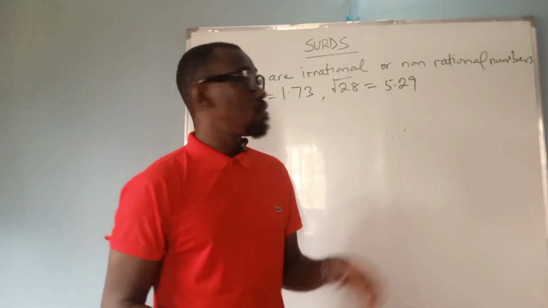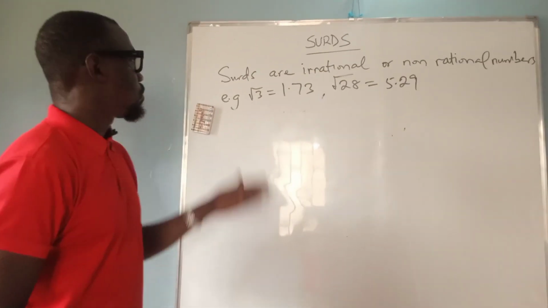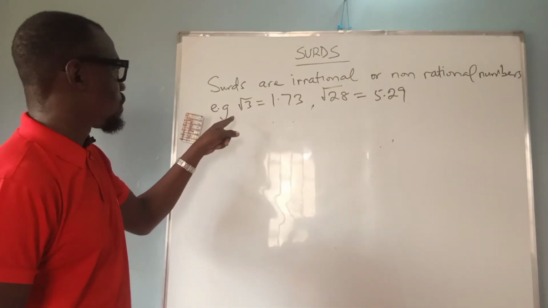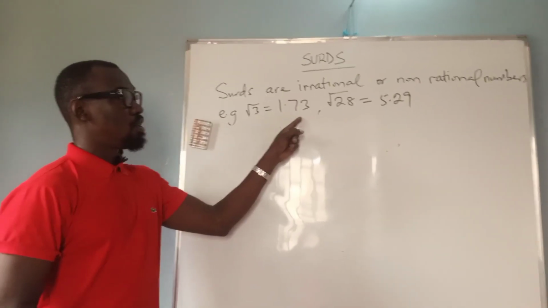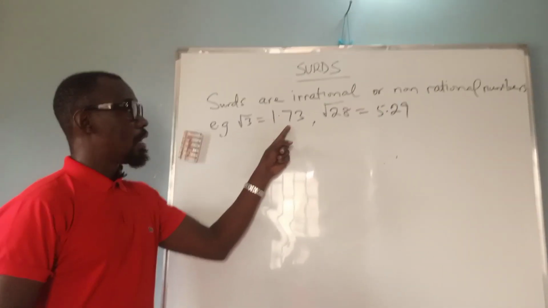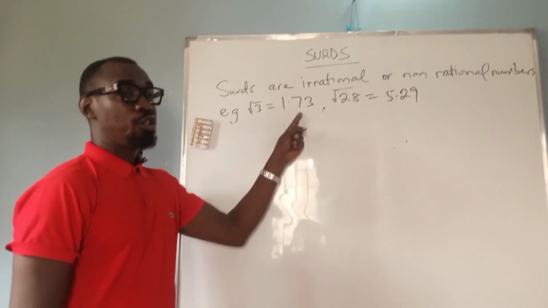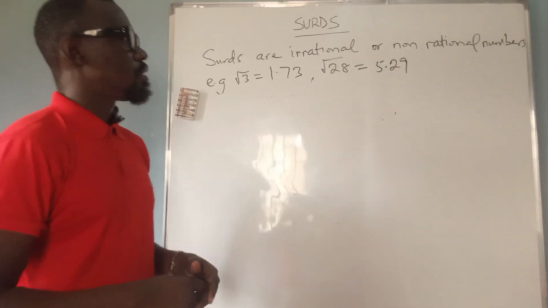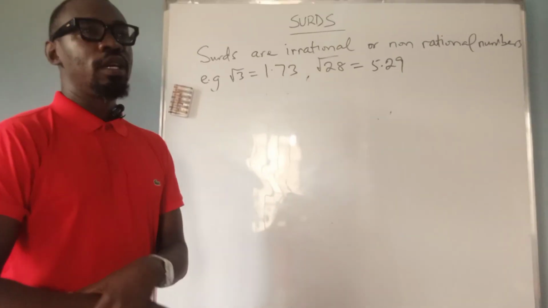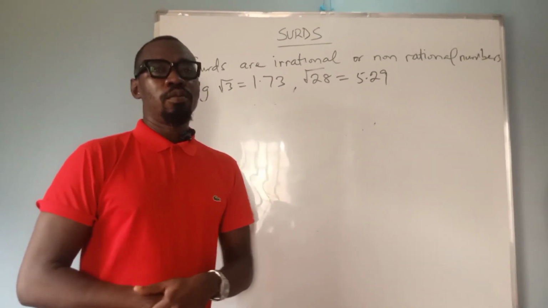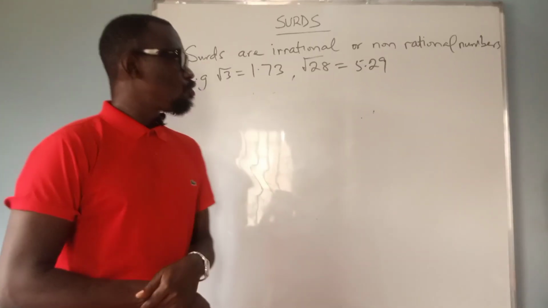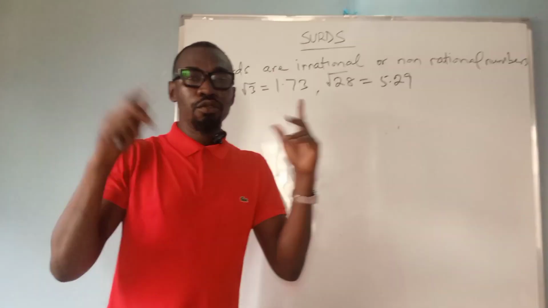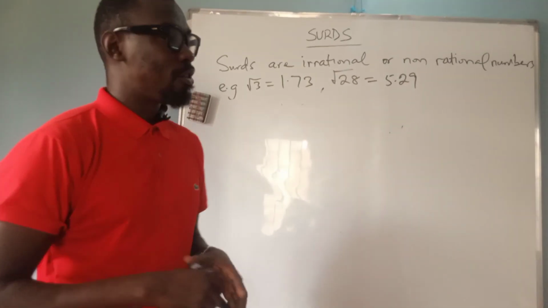Yes, today's topic is surds. Surds are irrational or non-rational numbers. For instance, root 3, which will give you this. This particular number cannot be used as a ratio. The same is applicable to root 28. If you find the square root, you are not going to get a whole number. So I want us to start from the simplest and even go to the so-called hard ones.